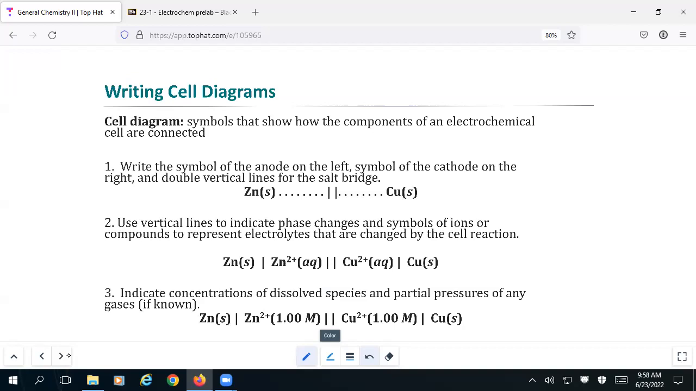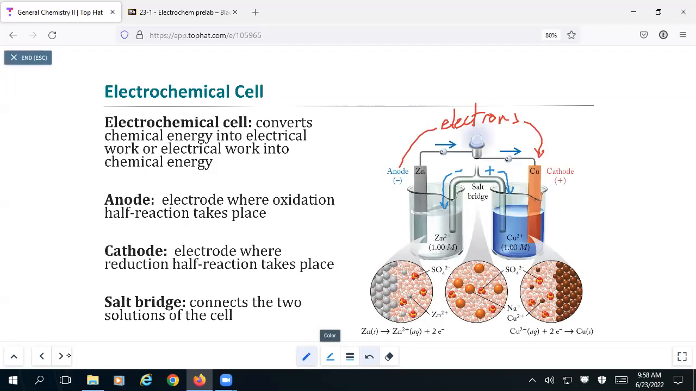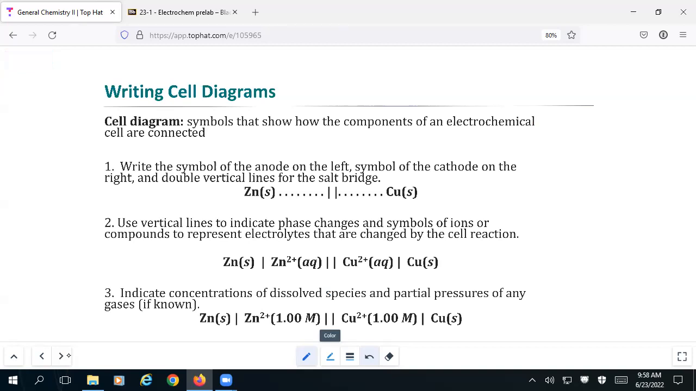Now we can show this picture of a battery involving copper and zinc using something called line notation or a cell diagram. And what a cell diagram does is it shows us the whole picture of what is happening inside of that reaction. What we will be doing is showing the trip that the electrons undergo.